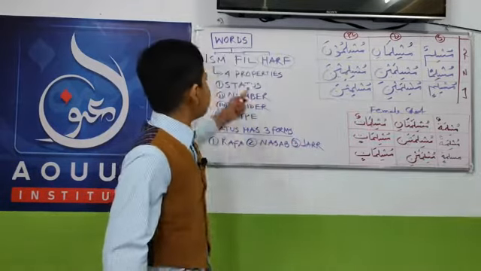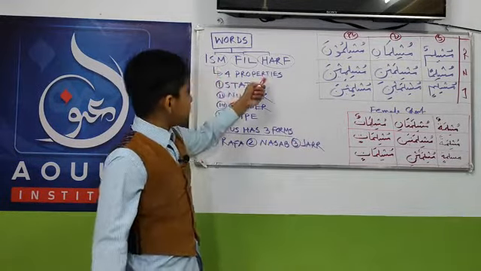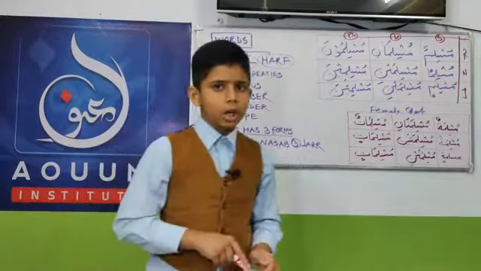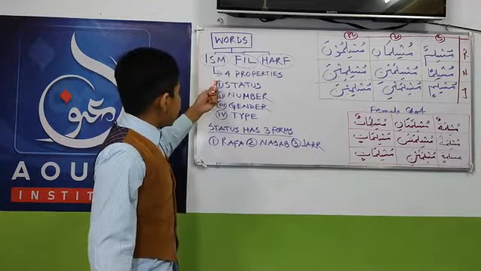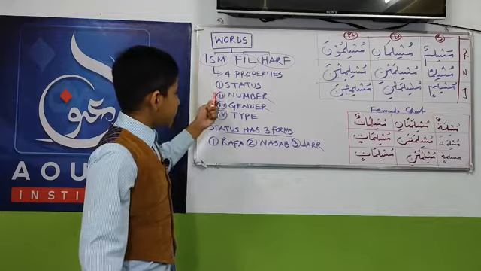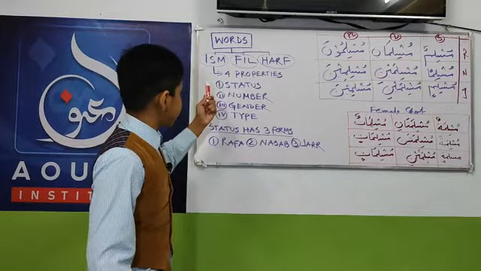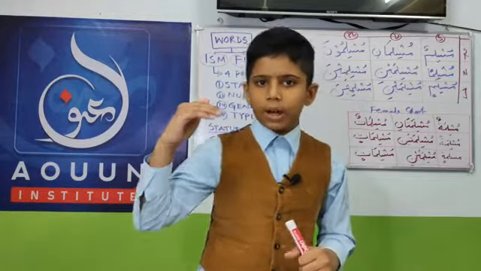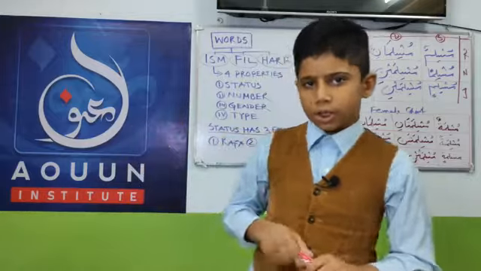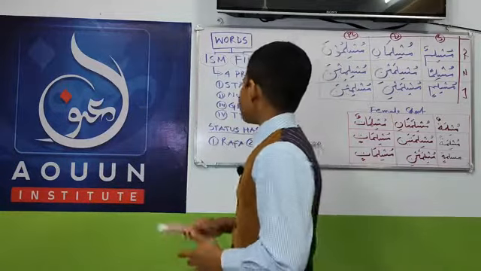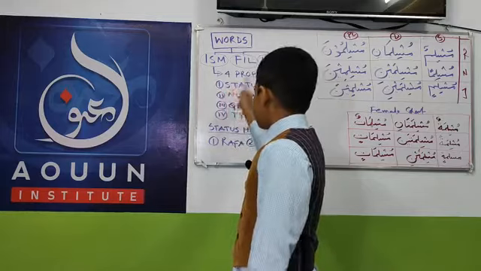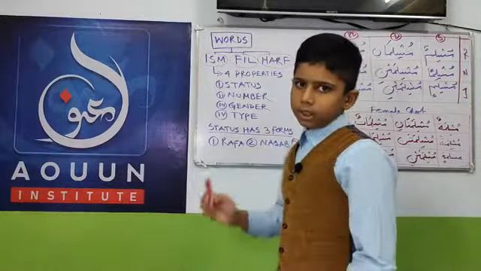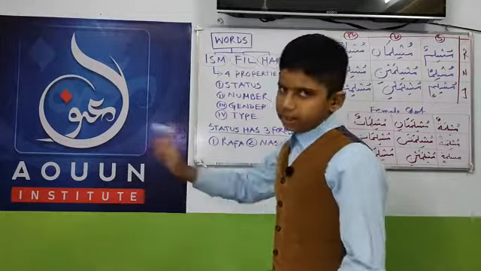Like you can see over here, ism has 4 properties: status, number, gender, type. We'll ask questions about this, like what status is ism, what number is ism, what gender is ism, what type is ism. In the episodes that are coming soon, we'll ask questions like these. So we'll talk about status today. We'll deal with number, gender and type next time.